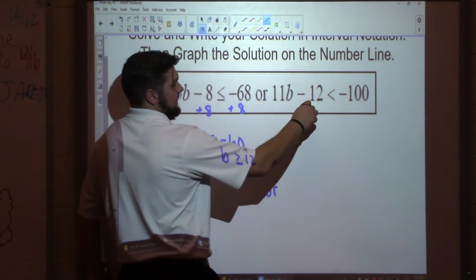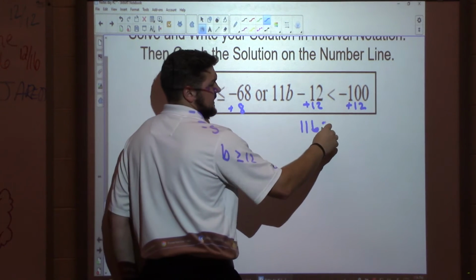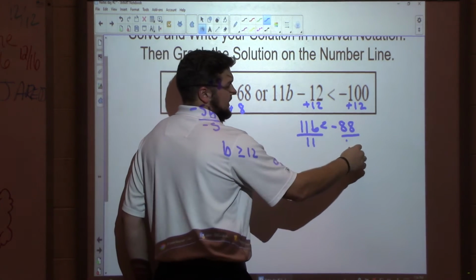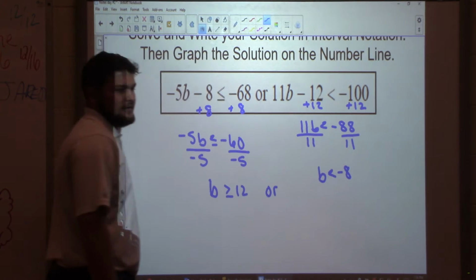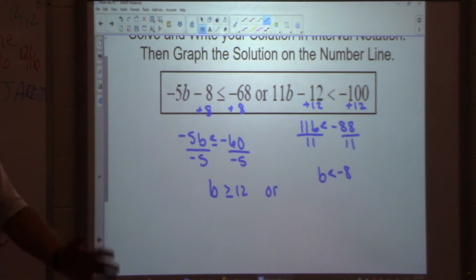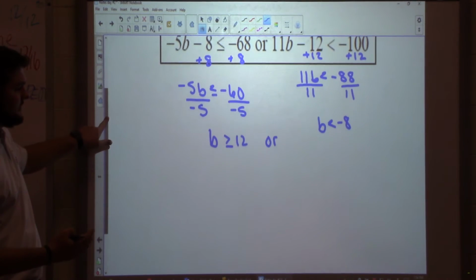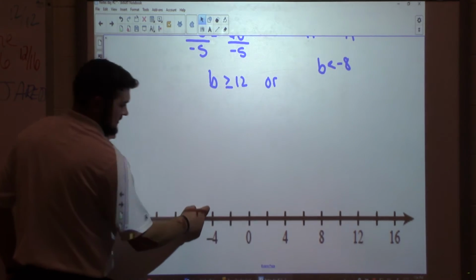Or add 12. 11b less than negative 88. Divide by 11. b is less than negative 8. So I've solved both pieces. Like I said, you can either do your interval notation right away or graph it. I think if you graph it, it helps you see it a little bit easier. I'm going to try and move this up a little bit.